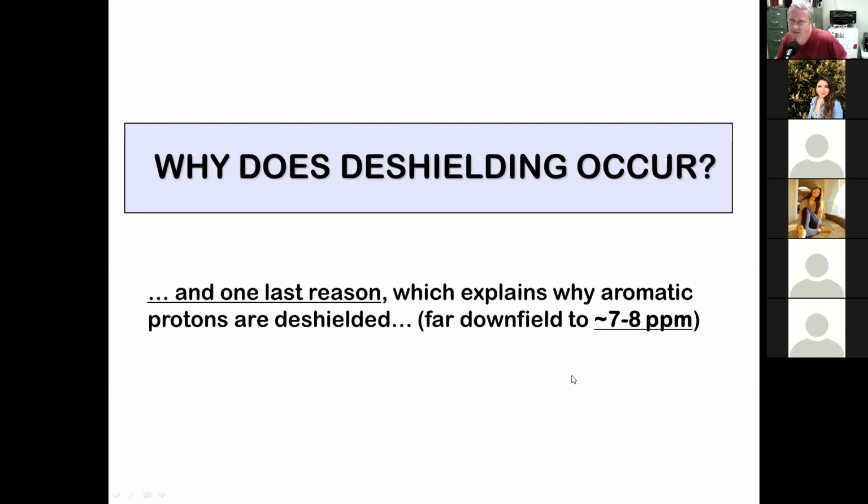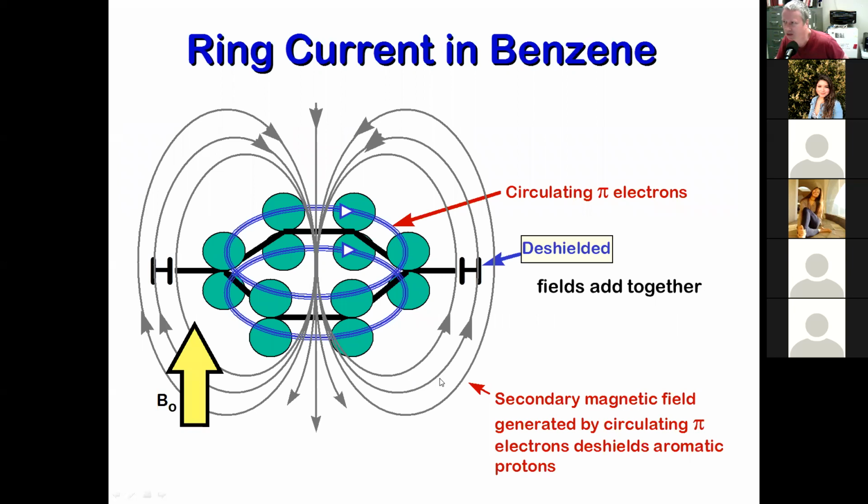Is that downfield? Yeah, it's kind of downfield. It's pretty far downfield. I see somebody said sp2. It's a little more crazy than sp2. The basic reason is this, and don't be too scared. It's a ring current effect.